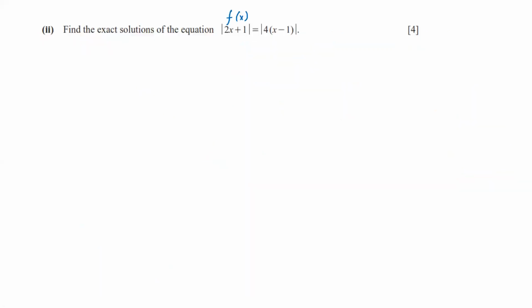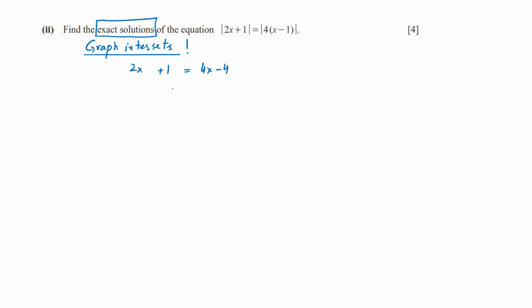Y, both equations of y. Basically, this is the equation where your graph intersects. You can also use your graph to find the value, but you have to find the exact solution. So remember, this is not f of x. Exact solution: 2x plus 1 is equal to 4x minus 4.